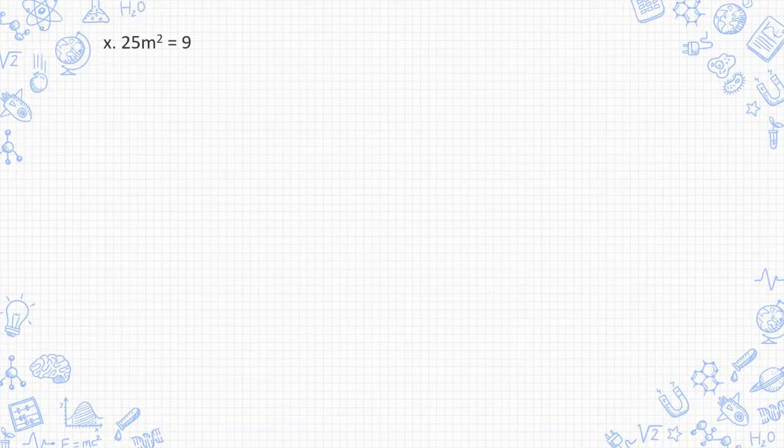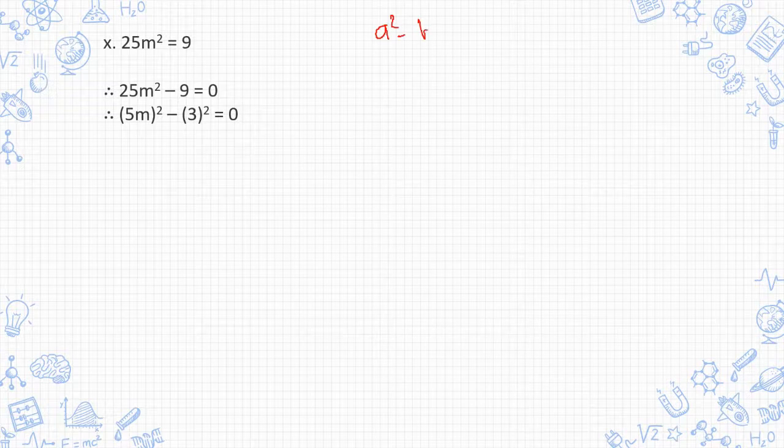This is the 10th sum. So in this case, we have 25m squared equal to 9. So first what you do is you take plus 9 on the left hand side, so it will become minus 9. Now 25, you can write it as 5 square. So 5m the whole square will give me 25m square. Similarly, minus 9 or 9, you can write it as 3 square. Now here if you see, this is in the form of a square minus b square. And we know the formula for a square minus b square is a plus b, a minus b.